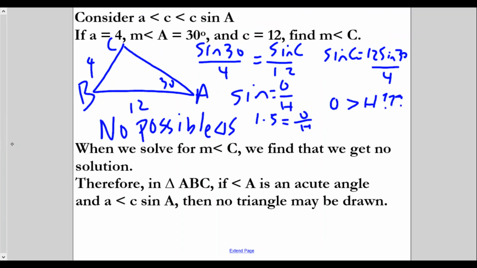So sometimes when you're using the law of sines and you end up with an error domain, it usually means there's no solution. And here in triangle ABC, if angle A is an acute angle and the measure of side A, opposite angle A, is less than C times sine of angle A, then no triangle can be formed. So these are the different types of situations we have: two triangles formed, two situations where only one triangle is formed, and now no triangles formed.